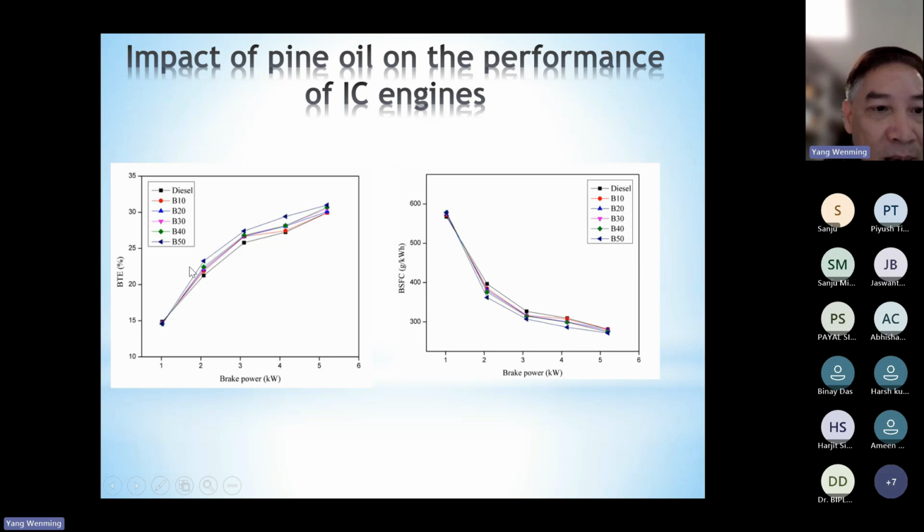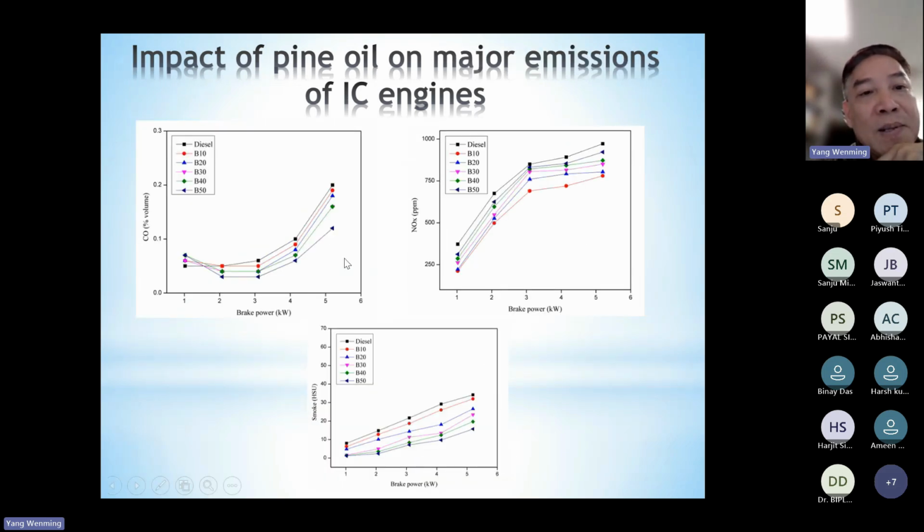Okay, so you can see the brake thermal efficiency is higher for palm oil because the lower viscosity can improve the combustion process. And the fuel consumption is lower because of the higher efficiency. The heating values are quite close to each other, but the higher brake thermal efficiency means lesser fuel consumption, correct?